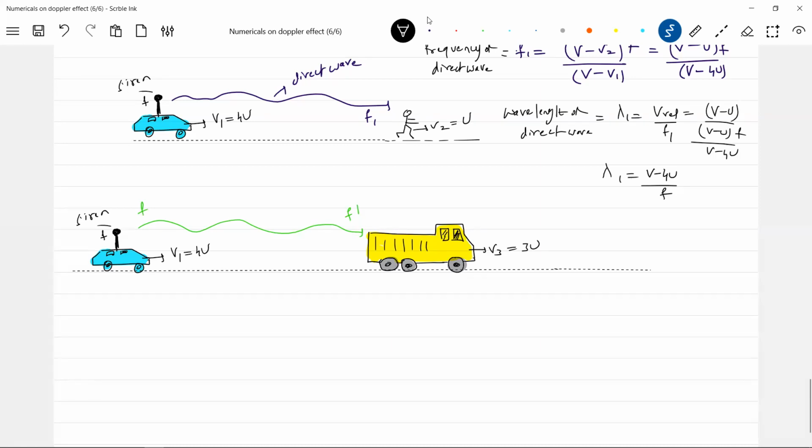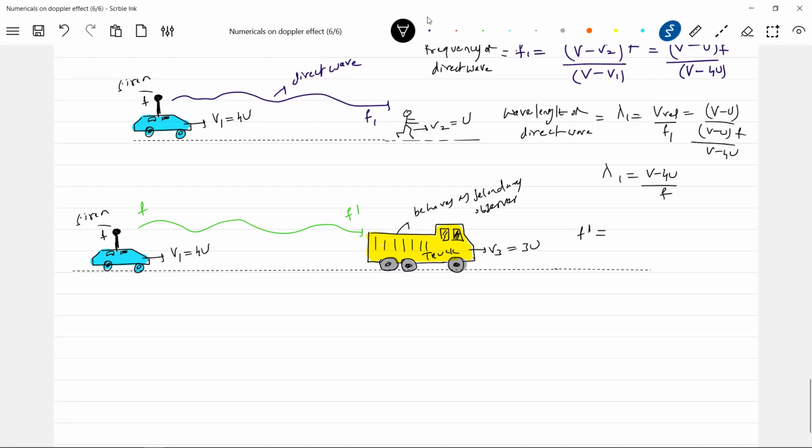What is F dash? F dash, not F1, F dash it is. The frequency of the waves received by the rear end of the truck. So they should be equal to... the truck will behave like a secondary observer. So what should you write? Behaves as a secondary observer, because it receives waves, no?